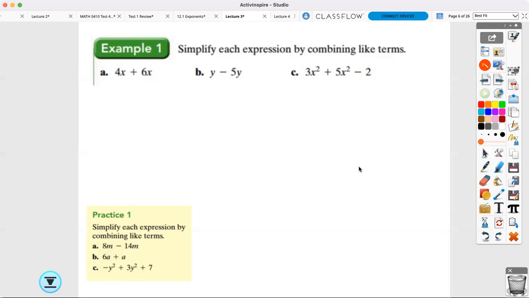Now, example one says simplify each expression by combining like terms. Now remember, in order to combine like terms, they need to have the same variable factor, so the same letter and the same exponent. So look at A, 4x plus 6x. Are those like terms, yes or no? Yes, it is. So 4x plus 6x is 10x. It's like having 4 apples plus 6 apples gives us 10 apples, right? But instead of apples, it's the letter x.